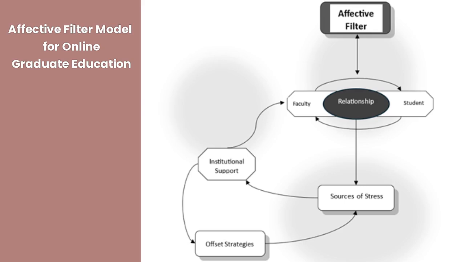The integration of the affective filter model for online graduate education into a community of care philosophy has broad implications for the success of online graduate programs. By addressing students' affective needs, institutions can improve retention rates, student satisfaction, and overall program success. Fostering a community of care in online graduate education is essential for lowering the affective filter and supporting student success. All stakeholders, faculty, administrators, and institutions should consider how they can implement strategies in their own contexts to create a more inclusive, supportive, and effective learning environment where all students can achieve their goals.